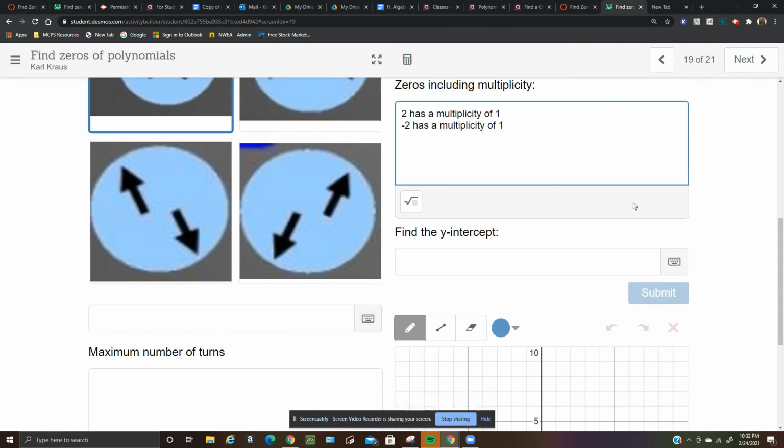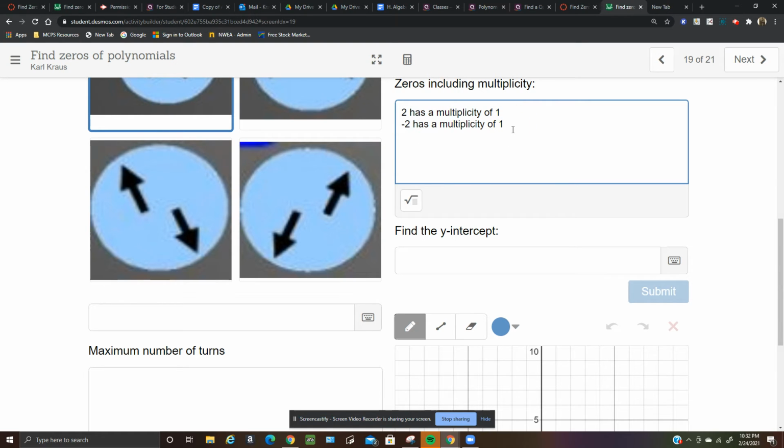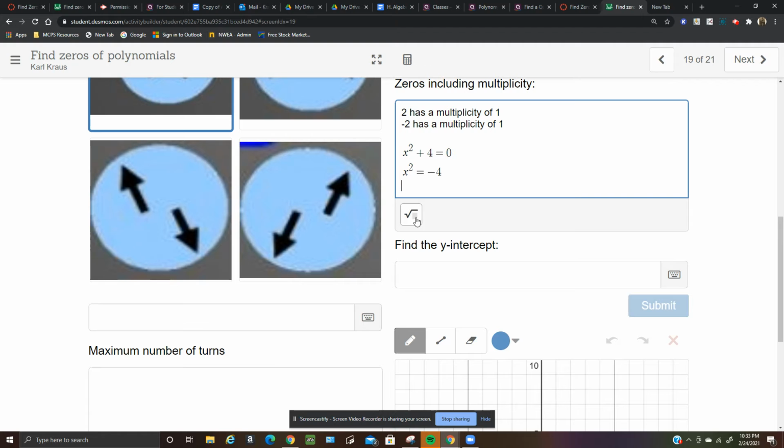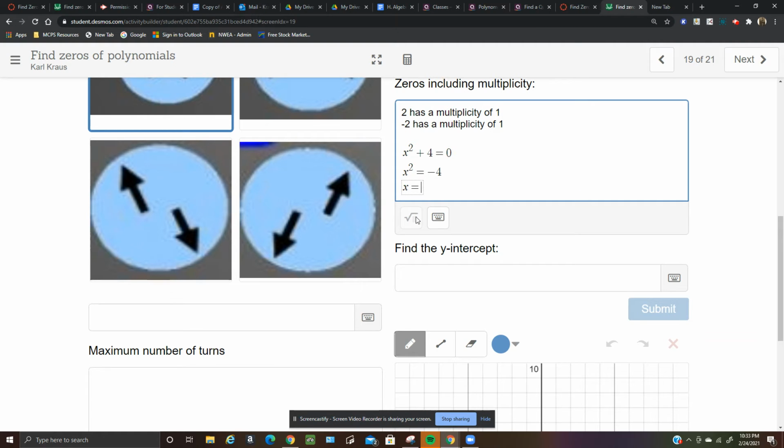And if I did x squared plus 4 equals 0, then next step would be x squared equals negative 4, and then x equals plus or minus 2i. So I get 2 complex roots.